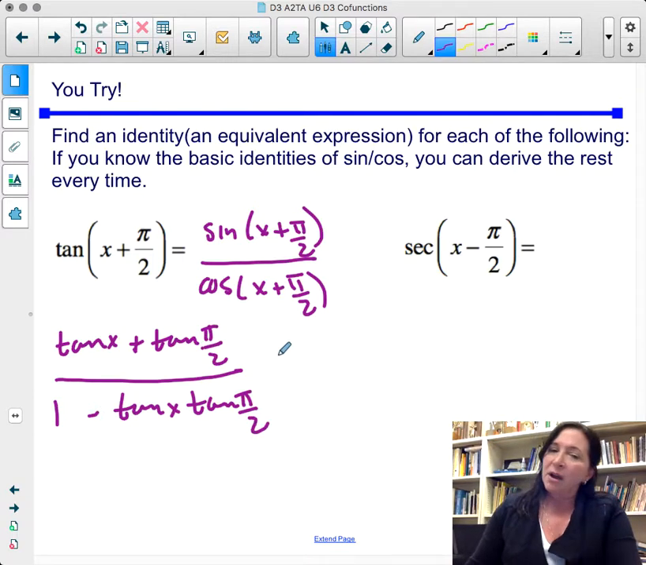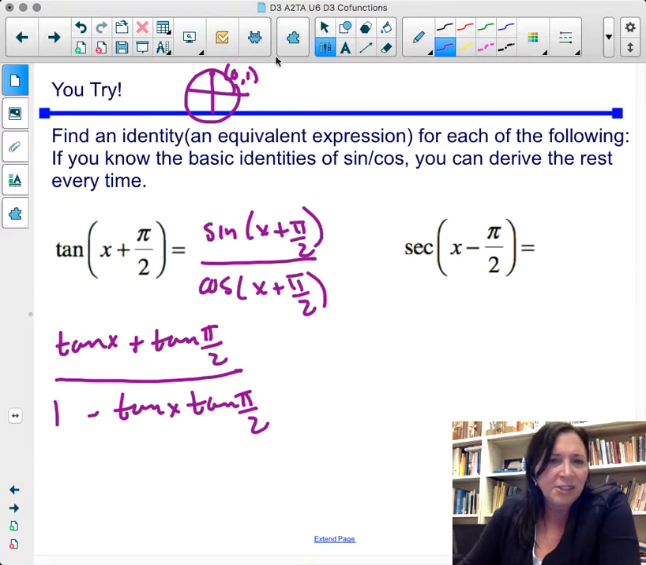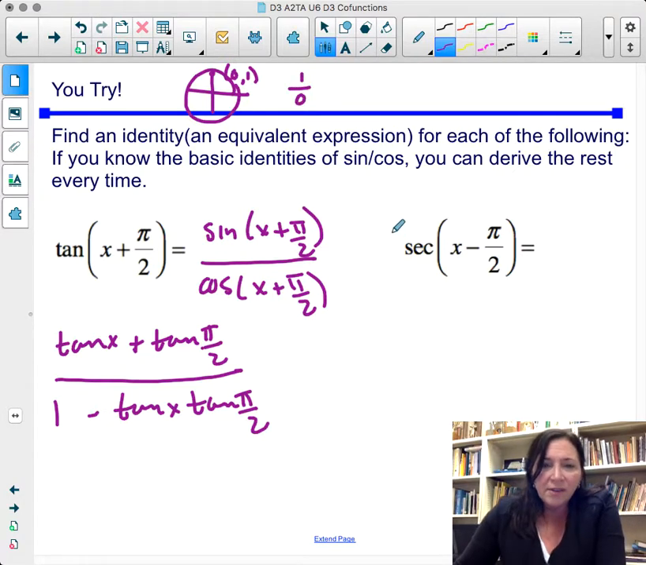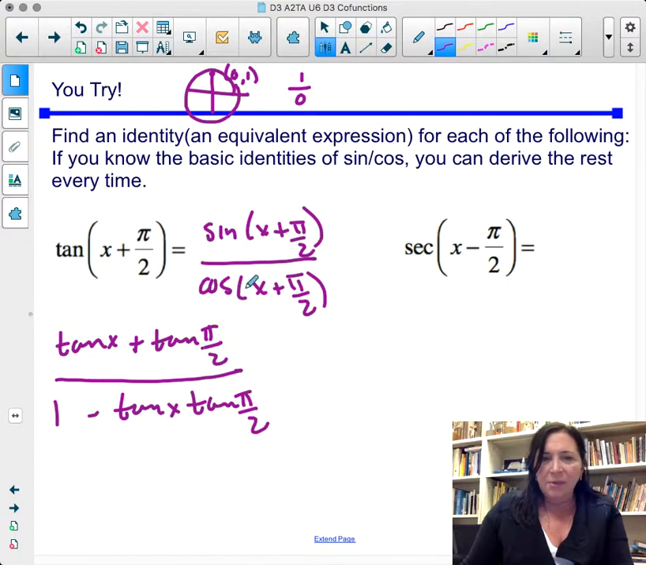Now, let's talk about pi over 2, okay? We know that's up here on our unit circle. We know that point is (0, 1). We know that cosine is 0. We know sine is 1. But tangent is sine over cosine. So look, check this out: 1 over 0. So what's going to happen with this? If this value here, tangent of pi over 2, doesn't exist, does it? That's undefined. So what actually is going to happen with my graph?